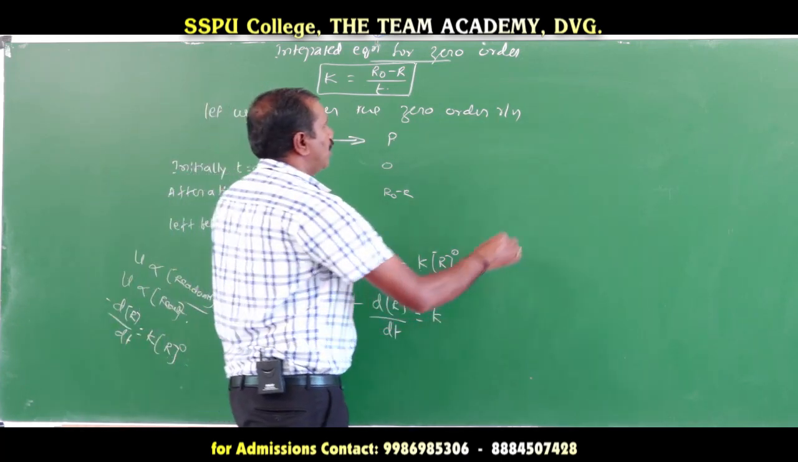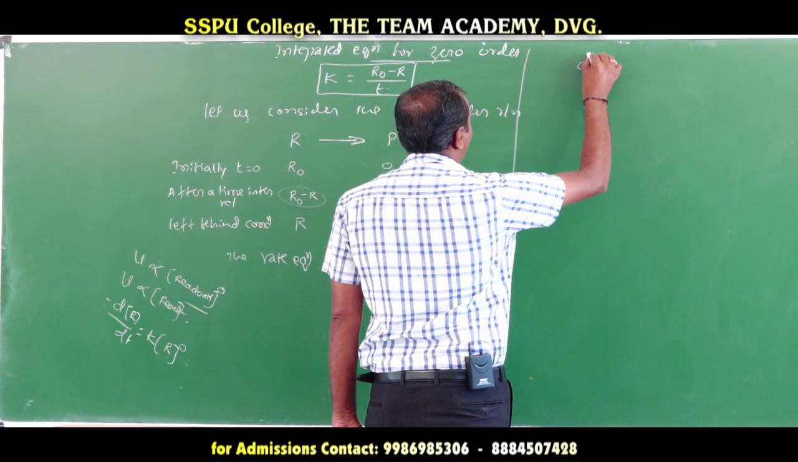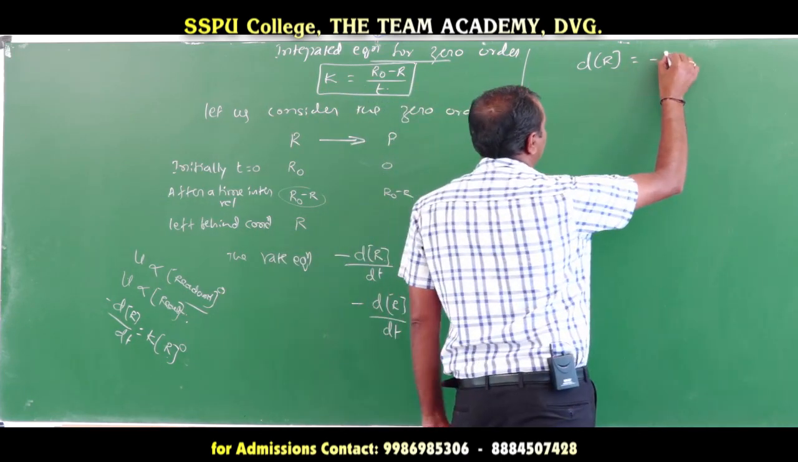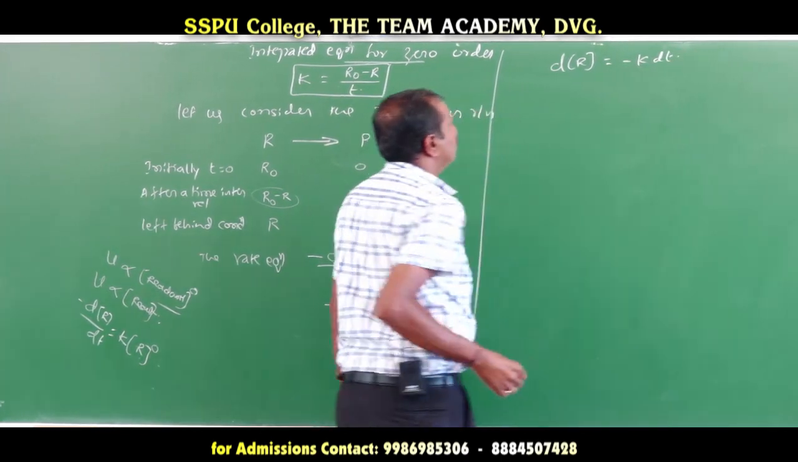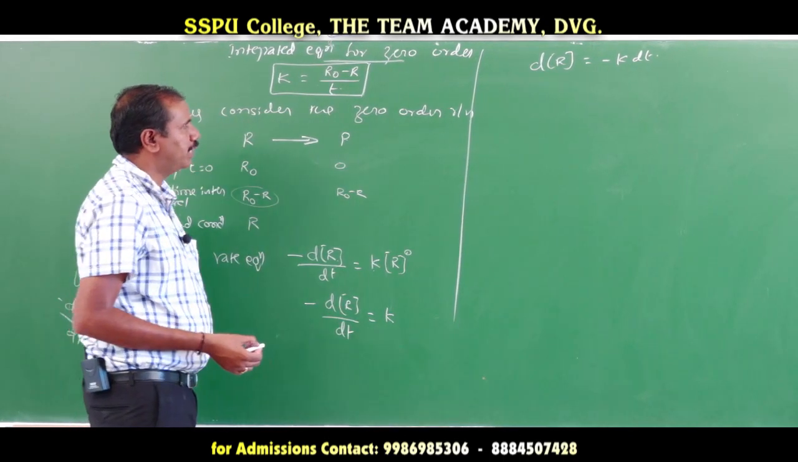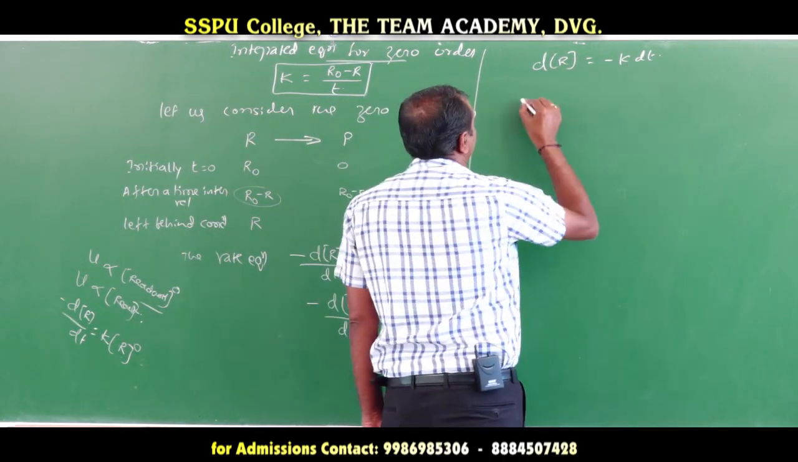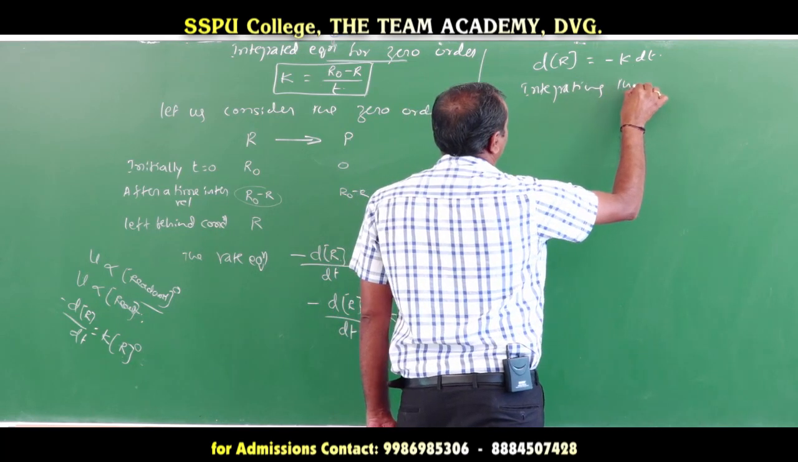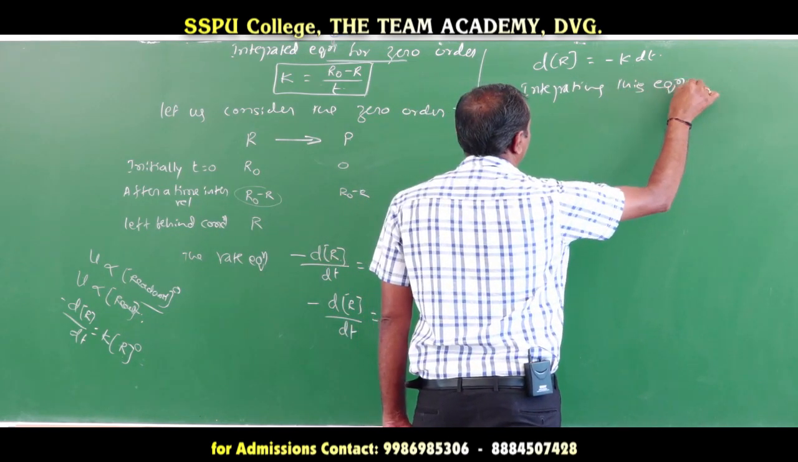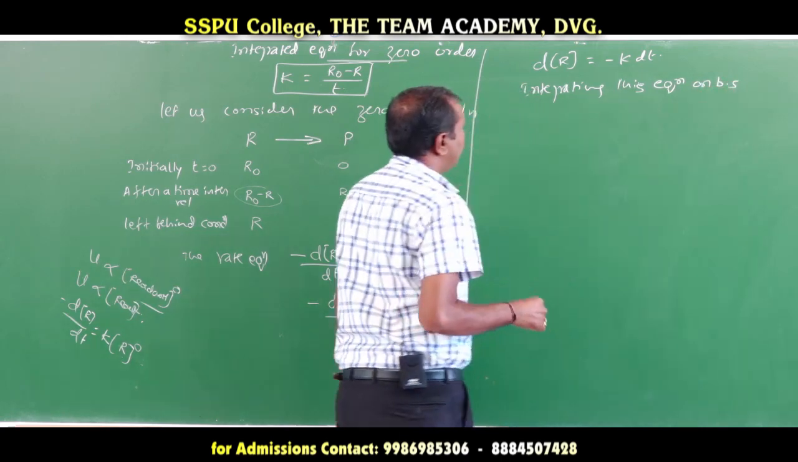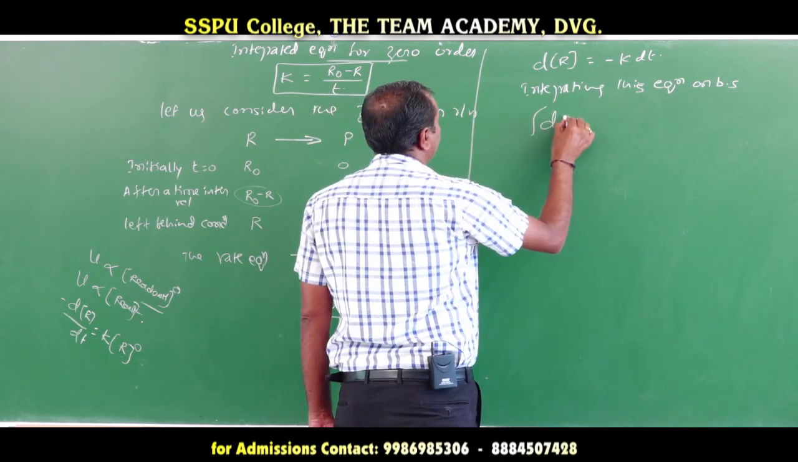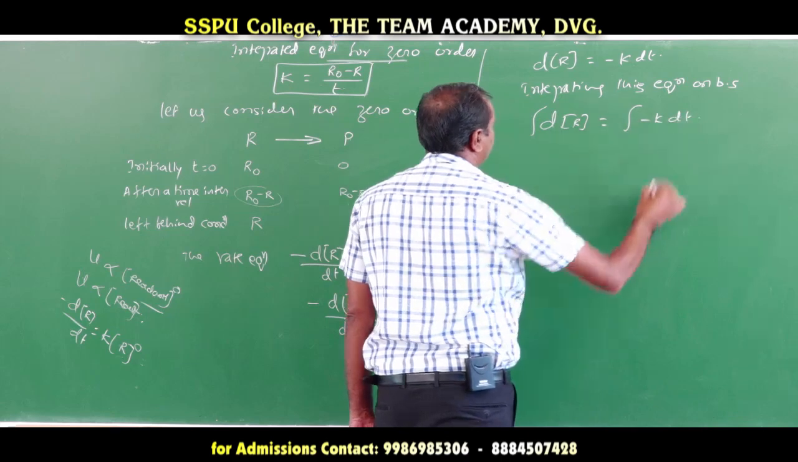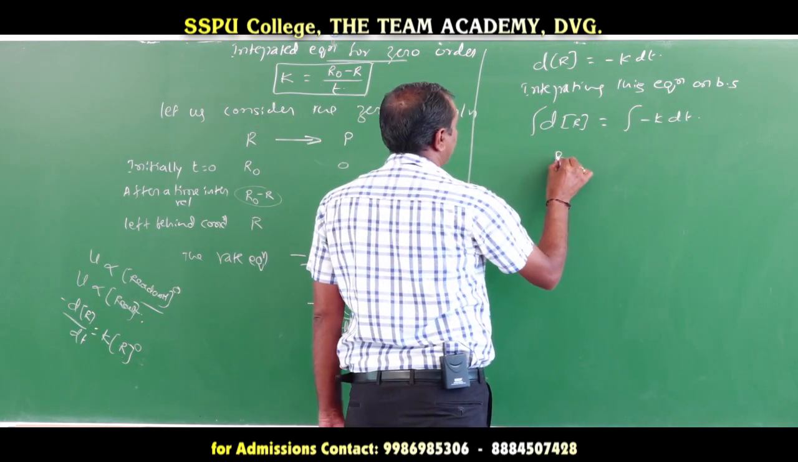We may also write dR equals minus k into dt. If we take the negative sign to the right side, then minus k into dt. Integrating this equation on both sides, finally, the integration of dR equals the integration of minus k into dt. So the integration of dR is R.